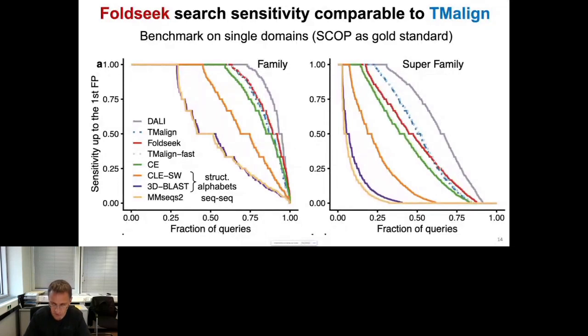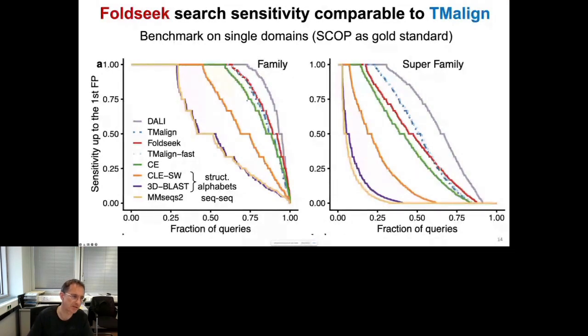So to look at performance now, I think our goal from the beginning was to be as sensitive as possible, and we actually reached sensitivities that are similar in finding homologous structures to the most popular protein structure aligners, DALI, TMalign, and CE. So you see here Foldseek in red and the other structure aligners in gray, blue, and green.